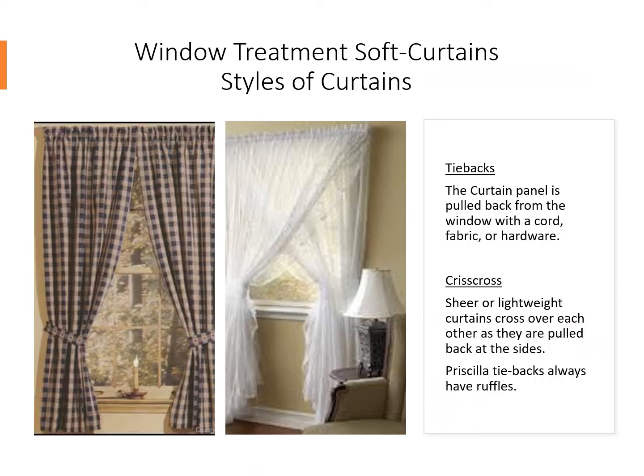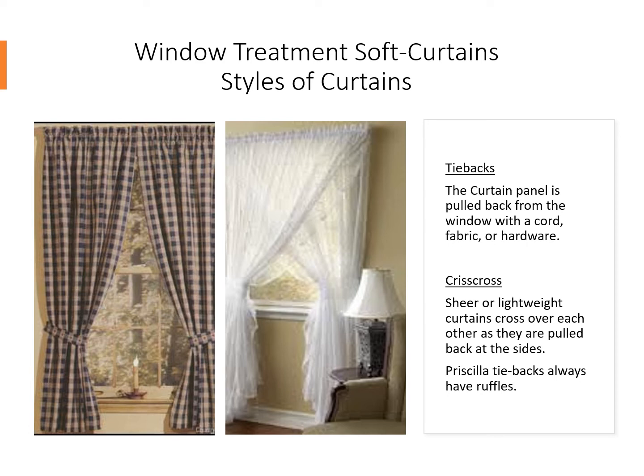Now we will discuss the styles of the curtain. These styles apply for both curtains, whether they are blackout draperies or sheer curtains. The first one is tie back. In this style, the curtain panel is pulled back from the window with a cord, fabric or hardware. The second one is crisscross. This style usually applies for sheer or lightweight curtains, and the curtains cross each other and are pulled back at the side.